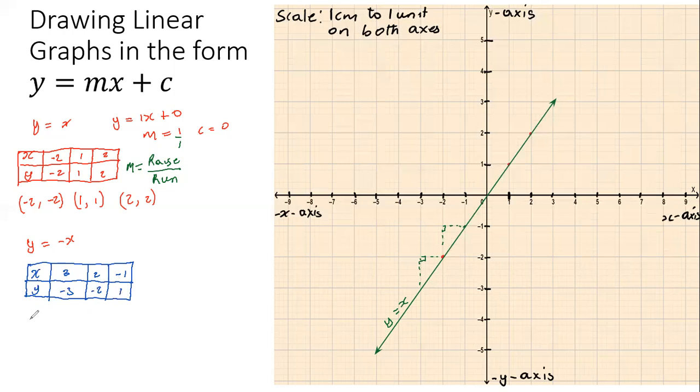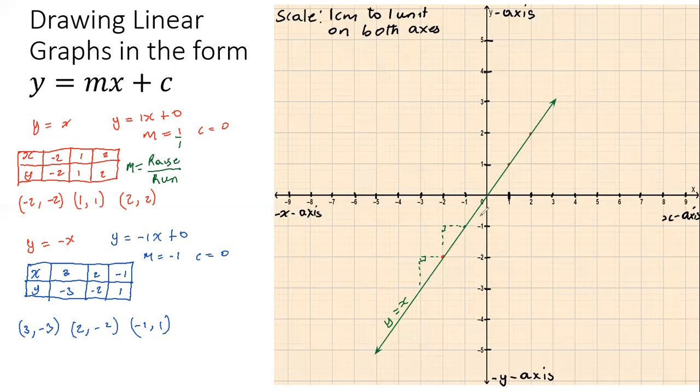So some points on this line are 3, -3, and 2, -2, and -1, 1. So this line y equal -x is the same thing as saying y equal -1x plus 0, right? Where we can say that the gradient m is going to be -1, while c is going to be 0, which is the y-intercept, all right? So let's plot these points, and we're plotting it on the same graph.